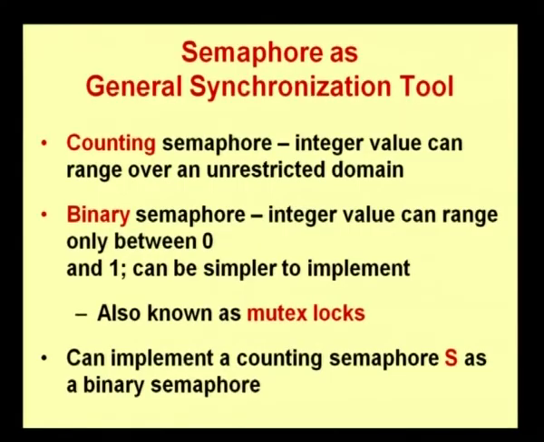The second tool is a binary semaphore. A binary semaphore is also an integer value, but that integer value ranges only over 0 and 1.